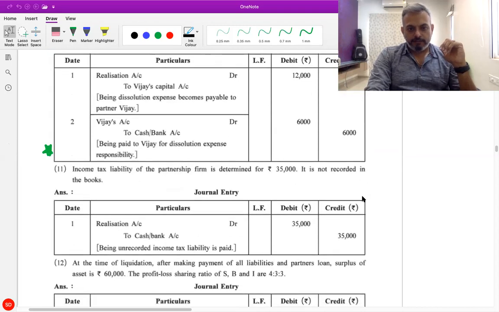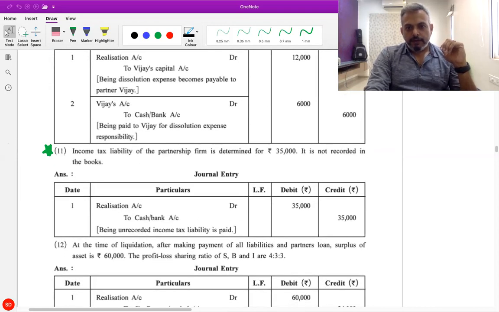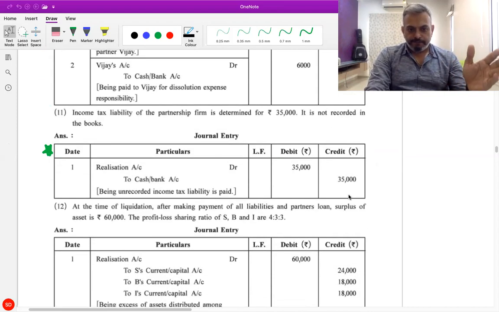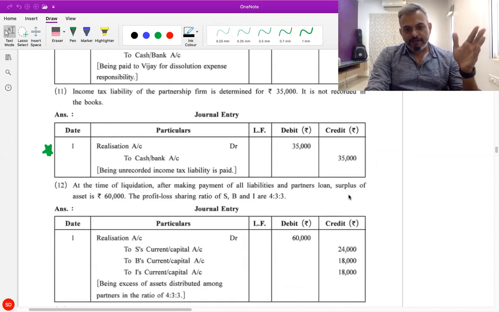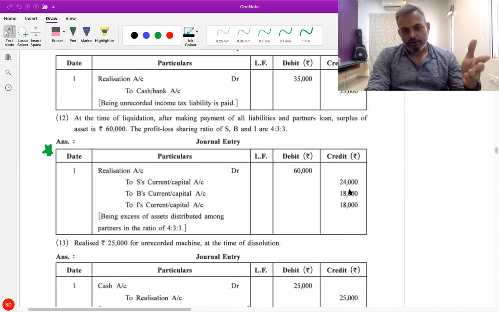Okay, 11th one. Income tax liability of the partnership firm is determined at 35,000. It is not recorded in the books. So now we have to pay this liability which was not in our books of accounts. So cash goes out and realization account is debited. At the time of liquidation, now this is simple, you can do it on your own, we have done so many.